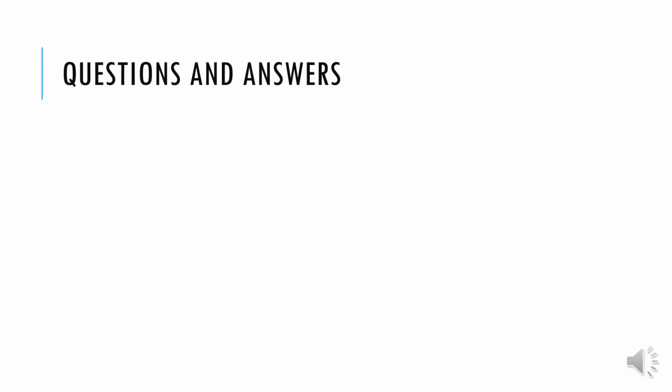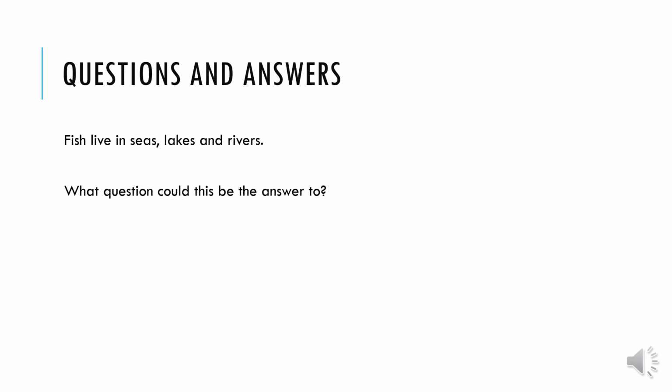Okay, so we are going to be looking at questions and answers. Here is a statement that we have found from our book about sharks. Fish live in seas, lakes, and rivers. What question could this be the answer to? I am going to give you some examples. Is it what do fish eat? Where do fish live? Or how do fish swim? What question might this be an answer to?